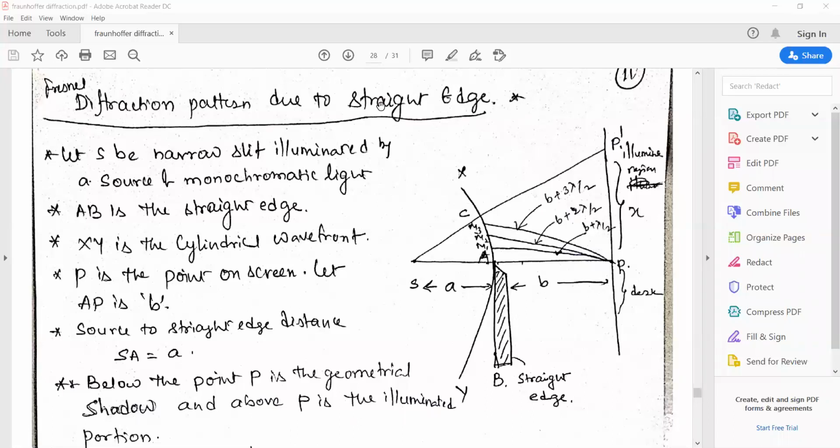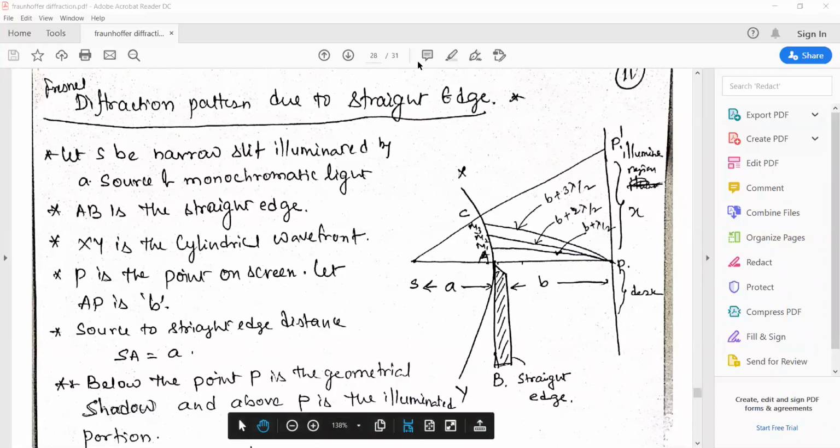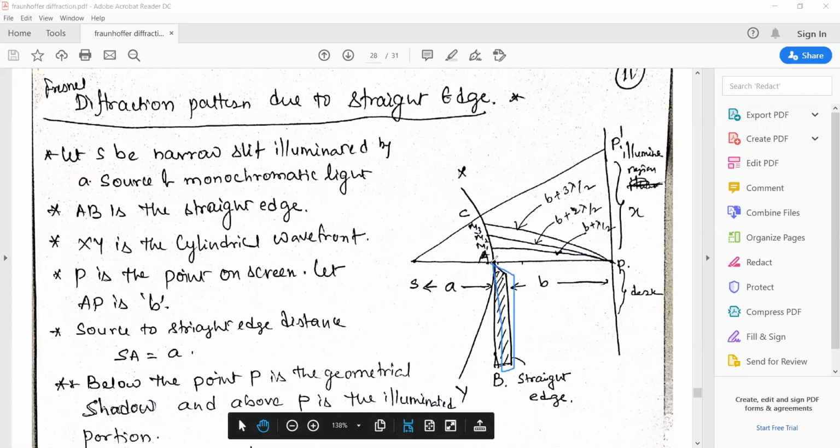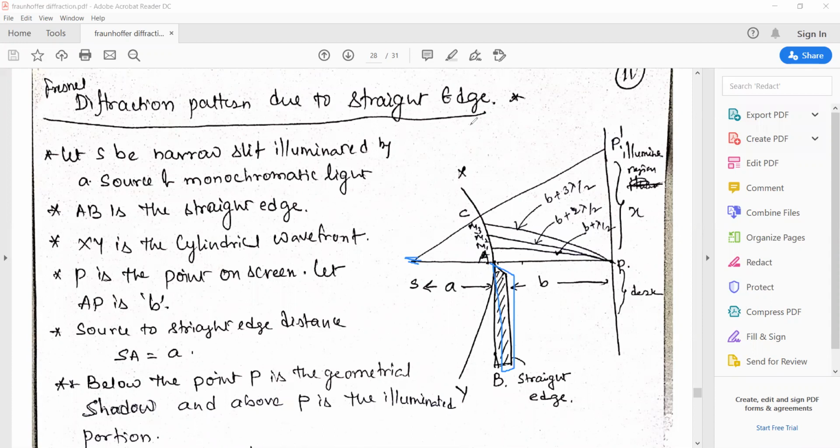If there is an obstacle which is a straight edge, here you can see AB is the straight edge. This is a straight edge obstacle, and this is a slit. It's a narrow slit. It's not a point source. We know that for a point source you will get a spherical wavefront. If the point source is placed at infinity, you will get a planar wavefront. If there is a narrow slit or linear source, you will get a cylindrical wavefront.